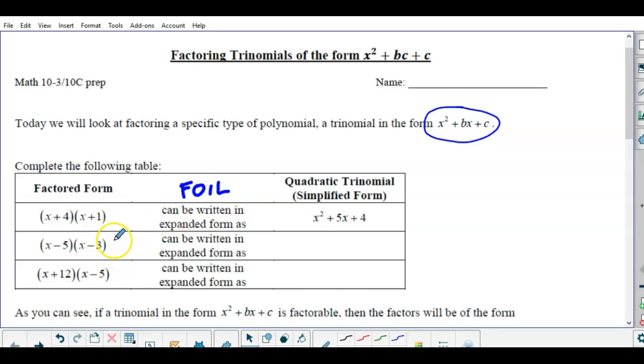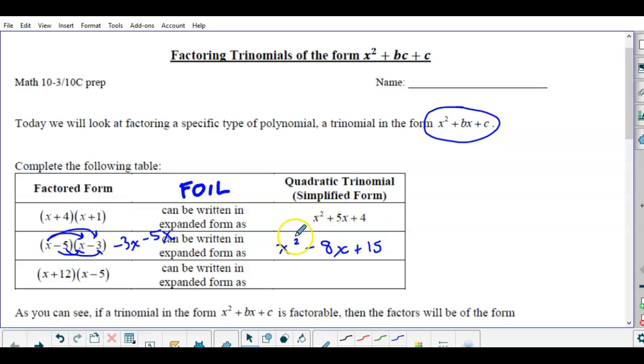multiplying binomials together. So in this chart here, we have two binomials multiplied together in each row. I want you to get the simplified form. First one's done for you, remembering FOIL, if that helps you. So the next one, the first together, is x squared. The outsides together is negative 3x. I'm just going to show it here. The insides together is negative 5x. So when I collect those like terms, I get negative 8x, so subtract 8x. And the last terms together is positive 15.